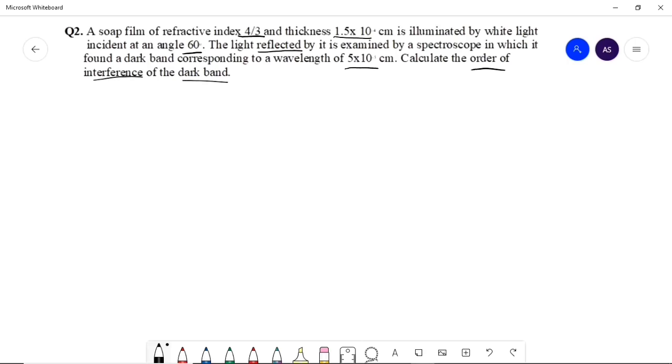All of you know what will be given? mu is equal to 4 by 3 refractive index, t is equal to 1.5 into 10 to the power minus 4 in centimeter, and also i is equal to 60 degree. Okay, and also you can write this equation in meter.